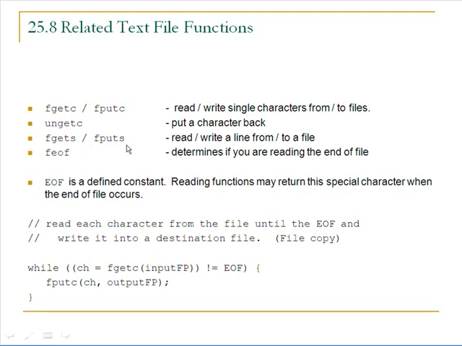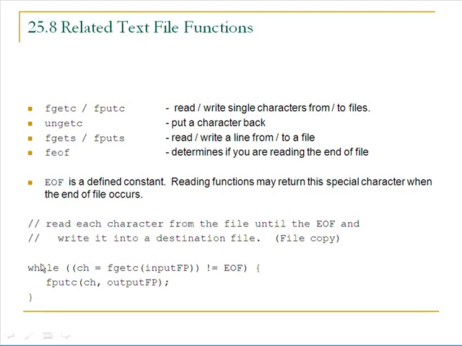fgets and fputs are used to read and write a line from the file, and sometimes it's easier to read and write entire lines at a time, given the issues that were raised in the previous slides using the %s format specifier in fscanf. And feof is a function that finds out if you're at the end of file, and it will return true or false depending on whether you're attempting to read past the end of the file.